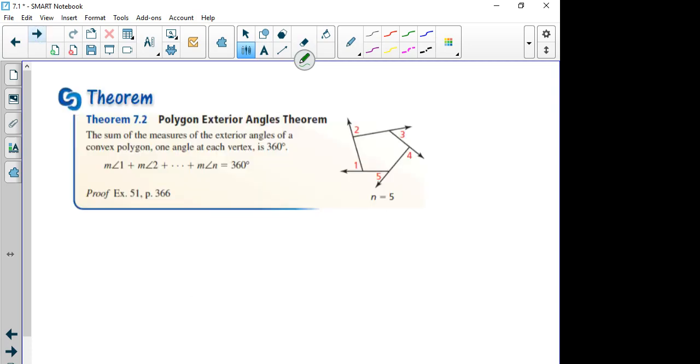New theorem. The sum of the measures of the exterior angles of a convex polygon, one angle at each vertex, is 360 degrees. One way to remember that is you're going around the outside of the shape, and round means circle. There's 360 degrees in a circle. You spin yourself around 360 degrees. It's one complete turn. So you remember that no matter what the shape is, this happens to be a pentagon with 5 angles. Those 5 angles are going to add to 360 degrees.